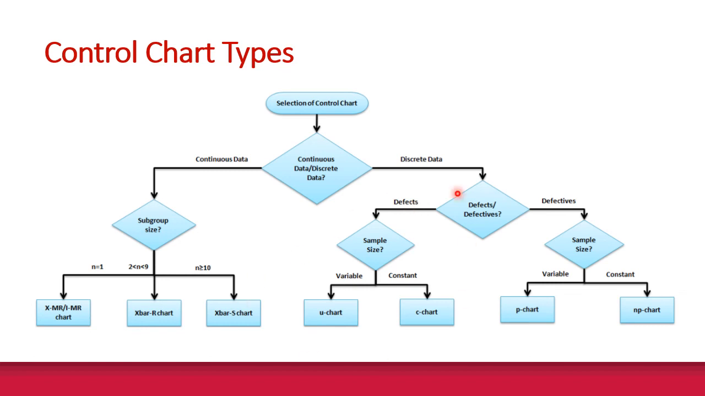I don't want to go into this chart too much here, but basically, if you've got continuous data, like feet, you're measuring something, a length, a weight, that's one type of control chart. The other type of control chart is for discrete data, like yes or no, good or bad kind of thing. We'll look at all these control charts down the road, but this is just a general overview of control charts here.